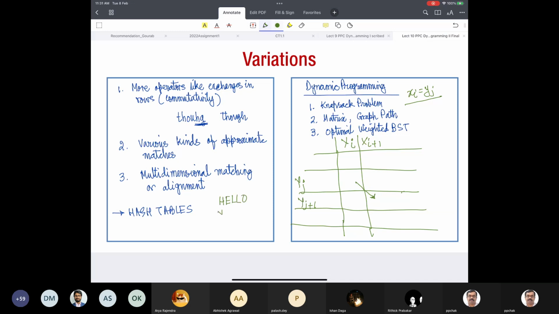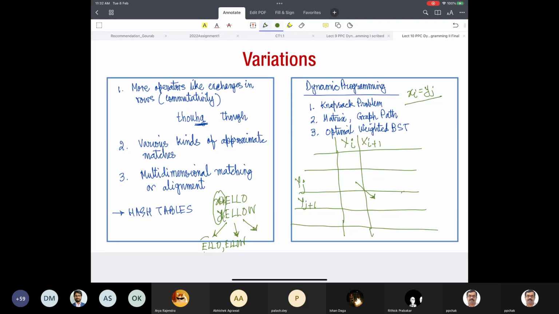Hello and yellow. So if H and Y don't match, then if this is hello and this is yellow, there are three possibilities that can get generated. One is yellow, and yellow. If these two had matched, suppose this is xi and this is yj.